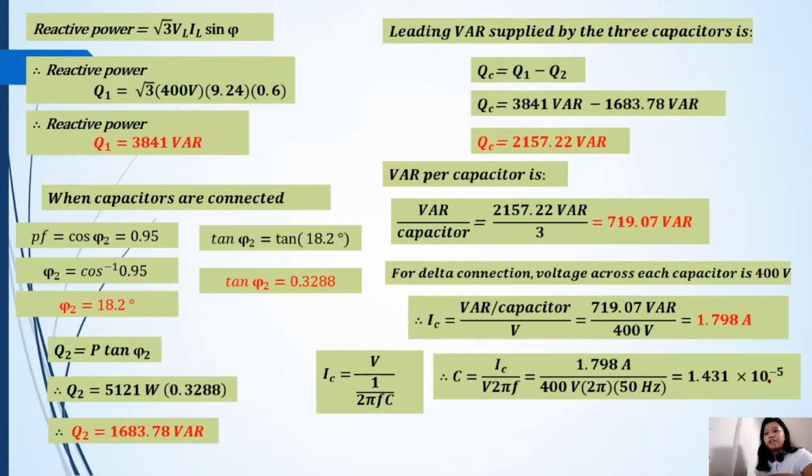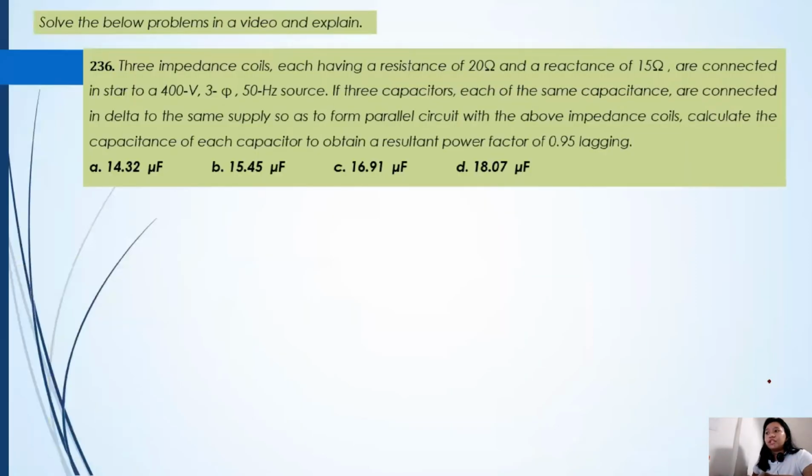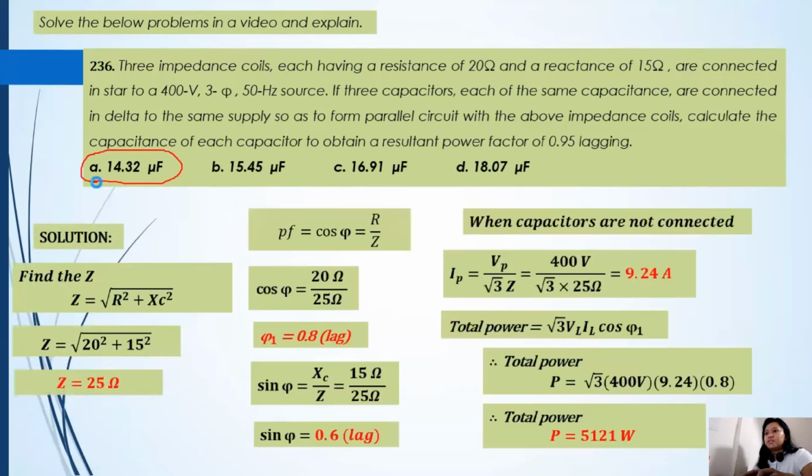So for our final answer, we will just be having microfarad. So therefore, our C or our capacitance is 14.31 microfarad. And in our choices, we have 14.32. Since it is just close to our answer, we will be choosing the letter A. So that is the answer for number 236. So let's proceed for the next number.